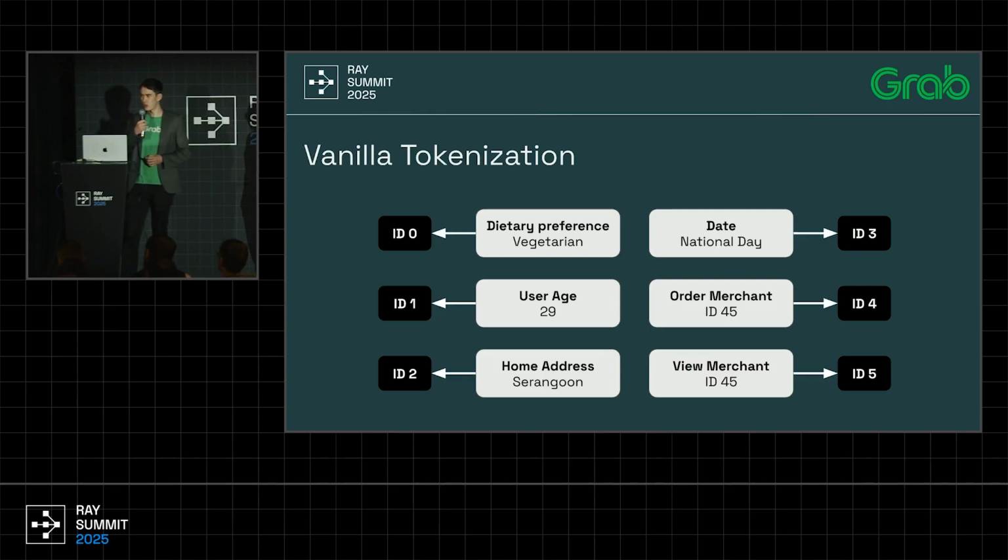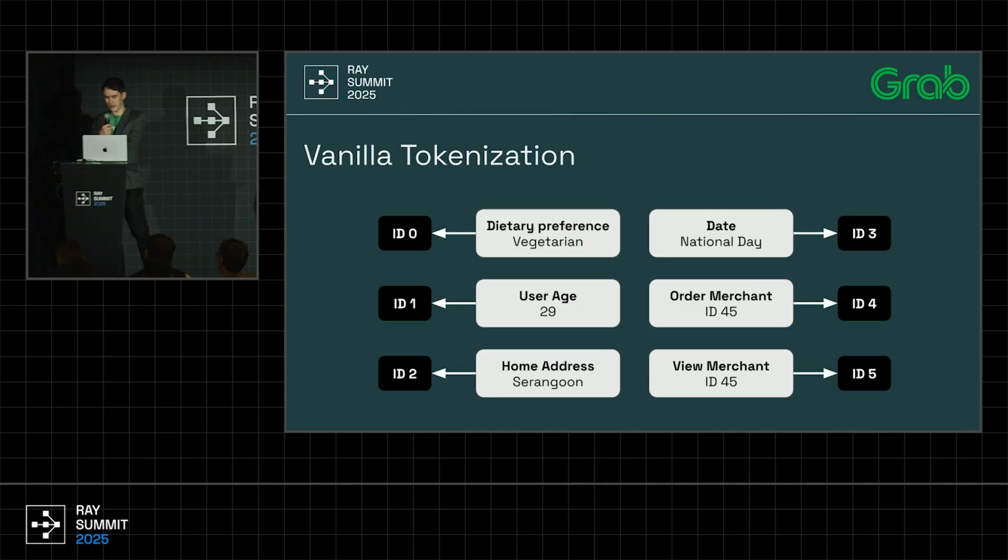But you have two issues. The first is your exploding vocabulary, because now each unique token is one ID, and your vocabulary just becomes very huge. The second problem is that you're not really using some of the information. For example, you have order merchant ID 45 and then view merchant ID 45. You ideally should share some information that this is the same merchant, which is not guaranteed with this tokenization method.